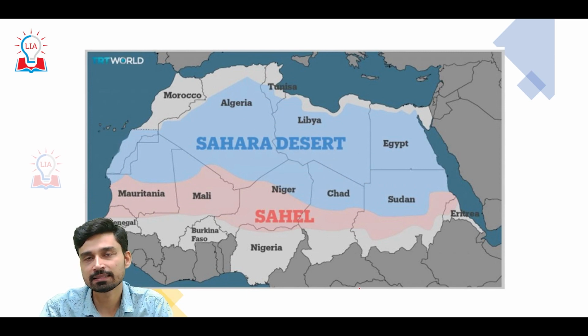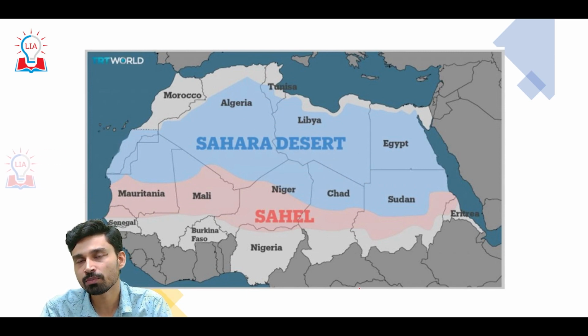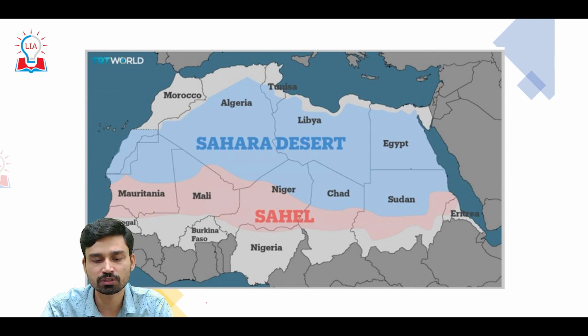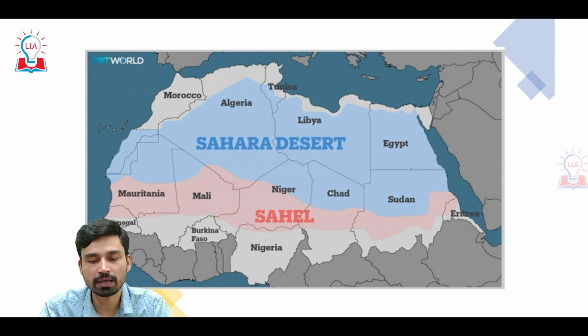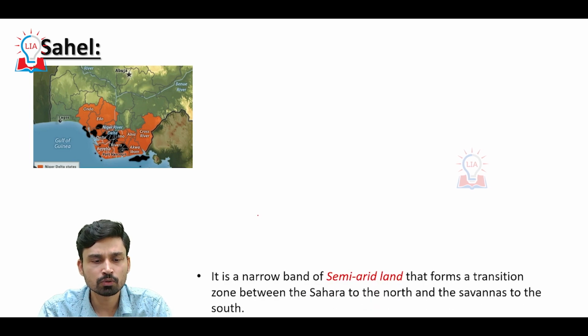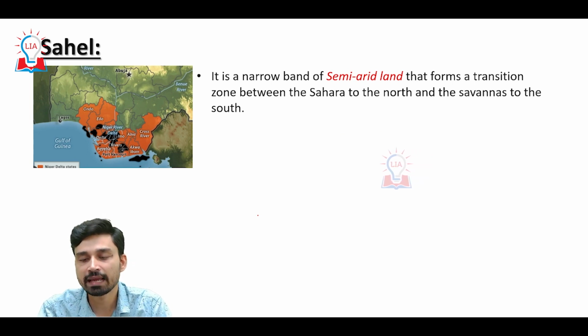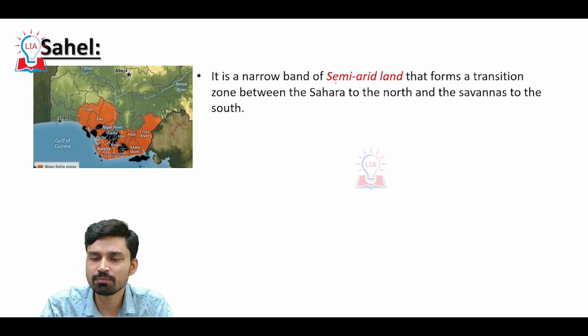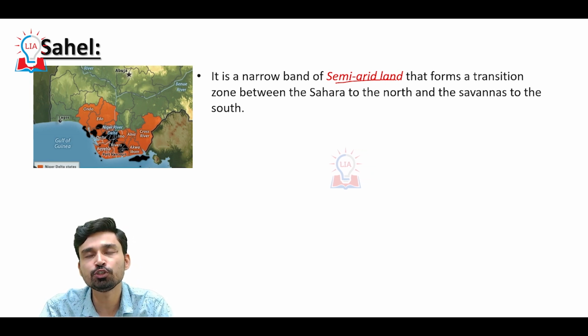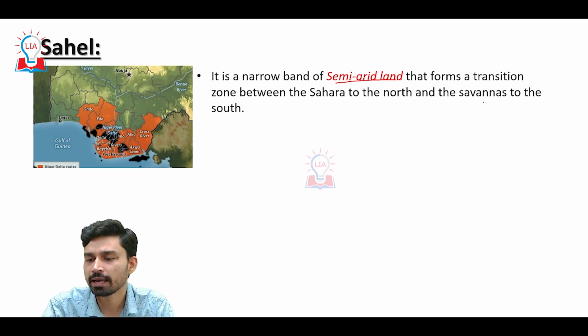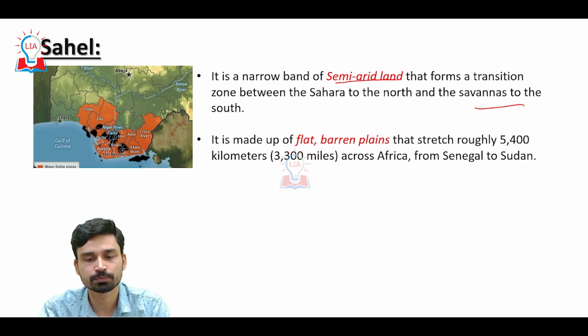The second region, a narrow strip of land that stretches from west to east in the southern part of Sahara, is what we call the Sahel region. Sahel region largely covers countries such as Mauritania, Mali, Niger, Chad, Sudan, and a small part of Eritrea. Now, Sahel is a type of semi-arid land. It is arid but not as arid as the Sahara Desert. So it forms a transition zone between the Sahara in the north and savanna grassland in the south.